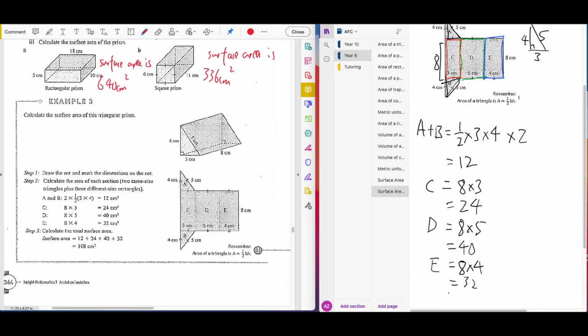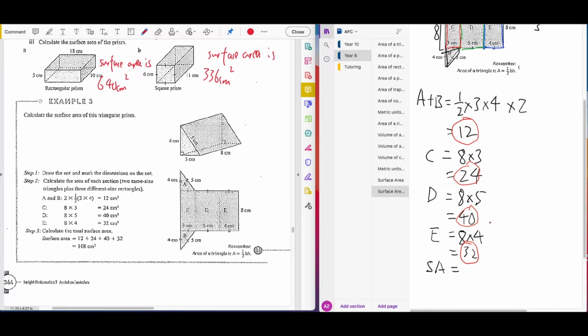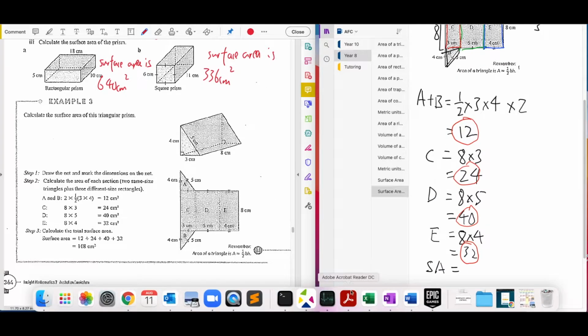Now we have worked out the areas of all the faces. To work out the surface area, which I'm going to write as SA for short, we need to add up all the areas of the surfaces. There are 5 surfaces, 1, 2, 3, 4, 5, that we're covering. This covers 2, and these are the 3rd, 4th, and 5th. So we can just punch this into our calculator.